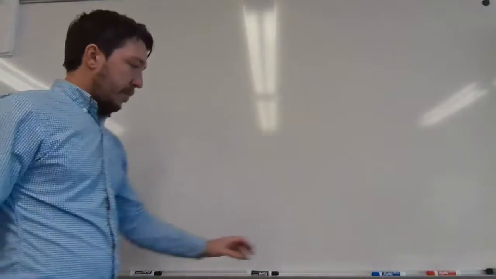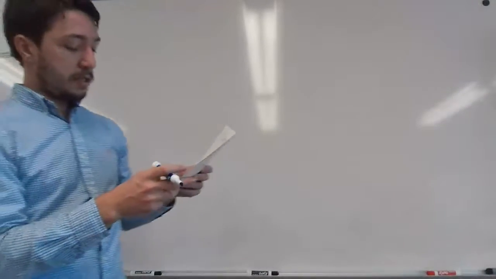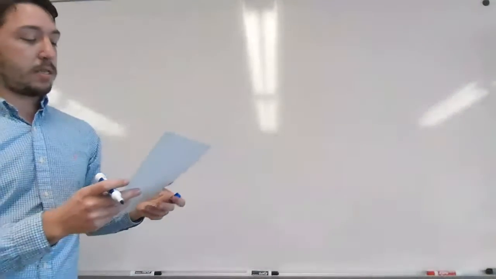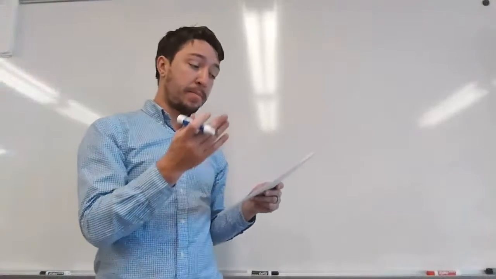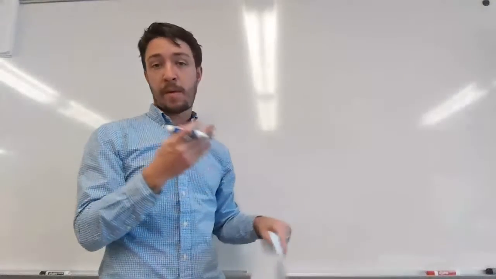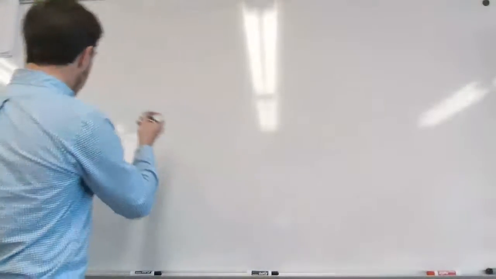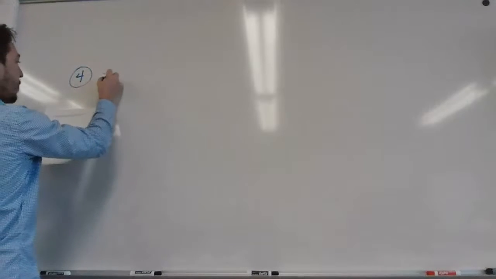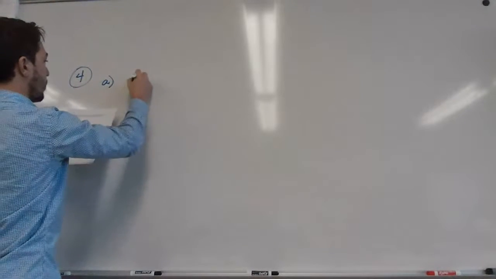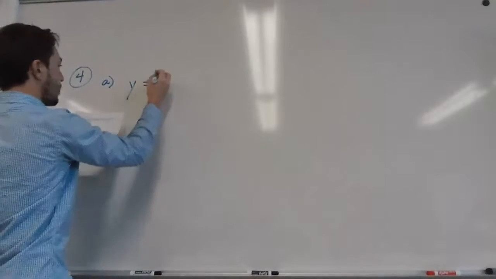Okay, so what do you do if there's some kind of equation given to you? Let's do a couple examples together. On number 4 here, just glancing at these, there's some that might be a jump, some that might be a hole, and some that might be an asymptote. It just depends. So 4A.